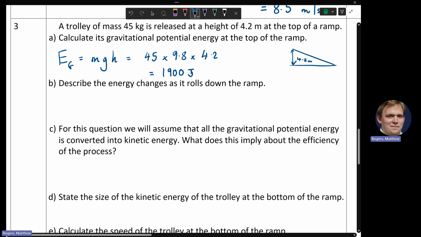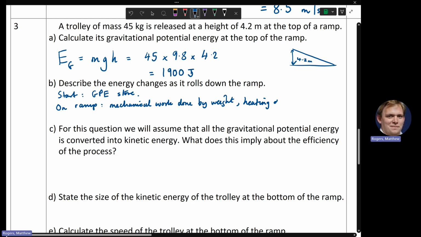Describe the energy changes as it rolls down the ramp. So at the start, we have the gravitational potential energy store. Then on the ramp, we're going to have mechanical work done by gravity. We might say it's done by the weight of the trolley. We'll also have some heating of the wheels and the ramp by friction.